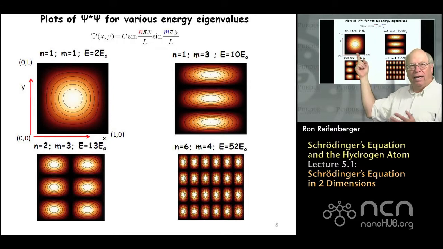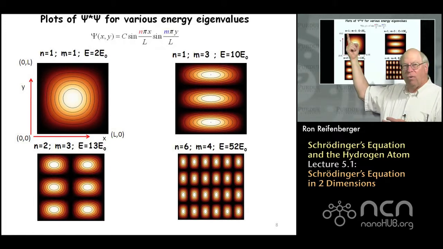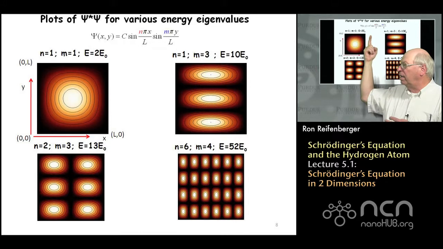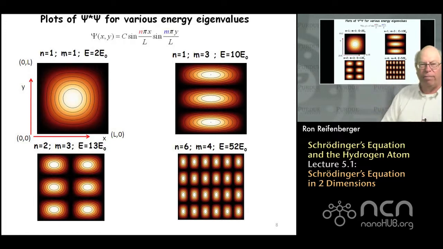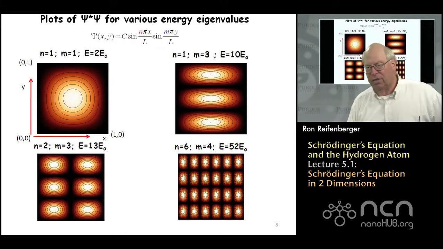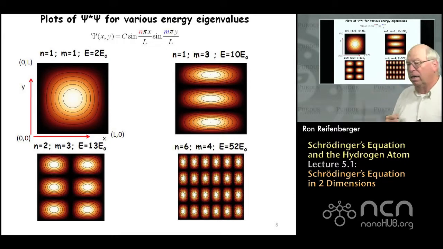So here I just plot psi star psi. Here I pick the quantum numbers n equals 1, m equals 1. This is for the energy eigenvalue of 2E0. White color indicates a high probability. Dark black color indicates a low probability of finding the particle in those regions of space. You can see that this lowest energy eigenvalue gives you a particle which is localized in the center of the box, and the probability of finding the particle as you get to the edges of the box drops off significantly, goes to 0 in fact.